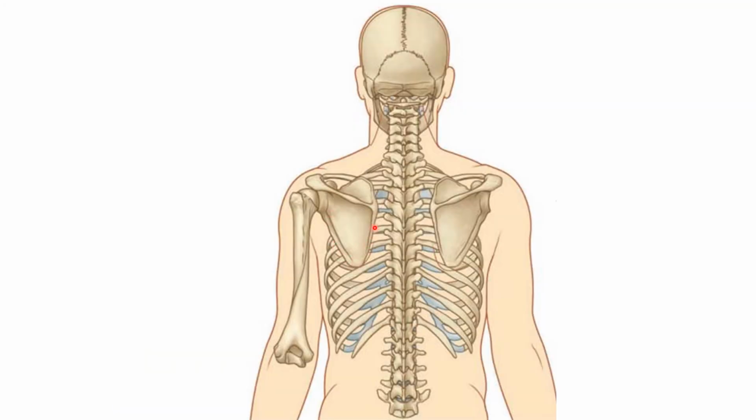This is scapula. This is inferior angle of scapula which lies at the level of 7th rib. This is apex of the spine of scapula. It lies at the level of 3rd rib.